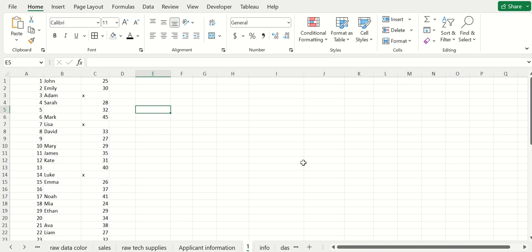So the first one is Count. What Count does is it counts any cell that you want to analyze as long as the cell is a numerical value. So it has to be a number.